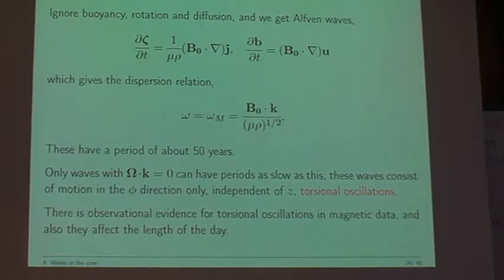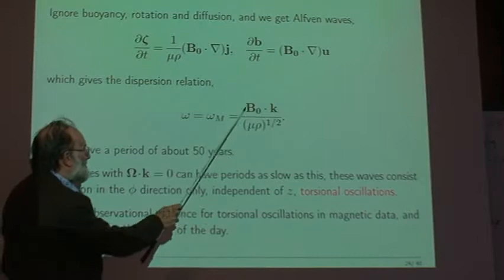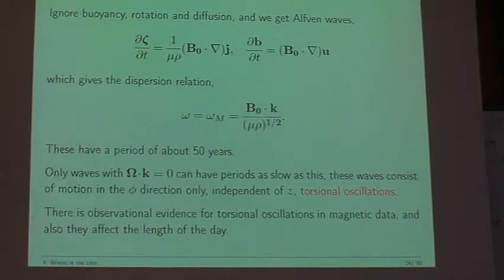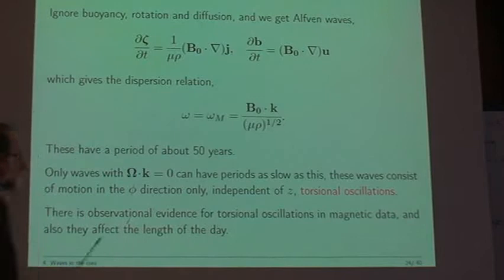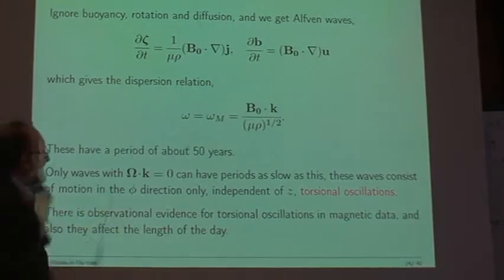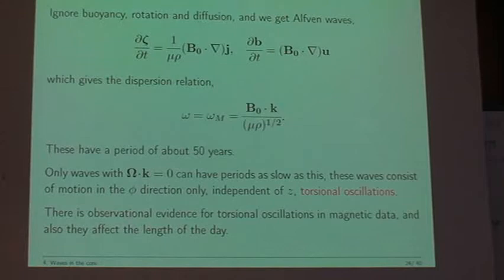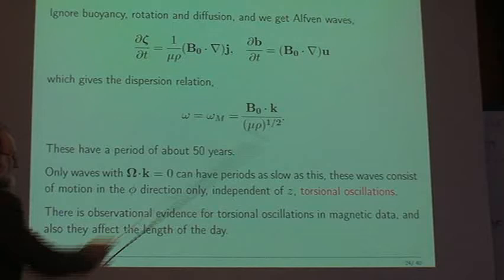This time period turns out to be about 50 years, which is much, much longer than the inertial time, which is only a few days. So, of course, this means that the Coriolis forces are in some sense stronger than the magnetic forces, so that we'll only see these periods of about 50 years, provided omega dot k is small. So only waves with omega dot k equals 0 can have periods as slow as this.